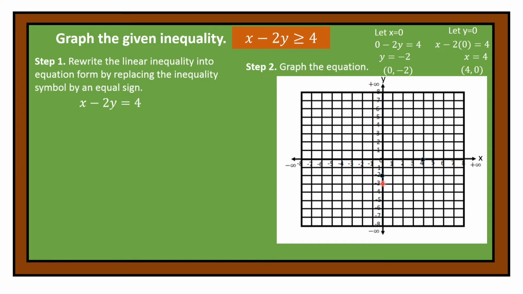Pero anong klase ng line? Is it solid line or broken line? So, tingin tayo sa ating original given, which is x minus 2y is greater than or equal to 4. So, ang ginamit na inequality symbol ay greater than or equal to. Kaya, ang gagamitin nating line sa pagkoconnect ng ating points ay solid line.